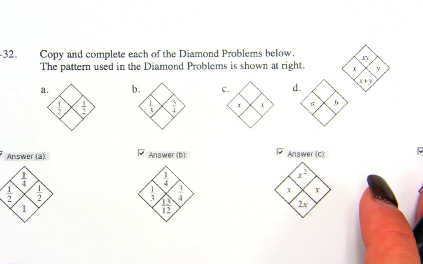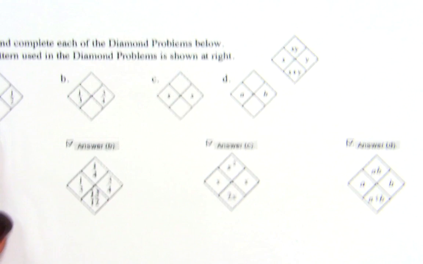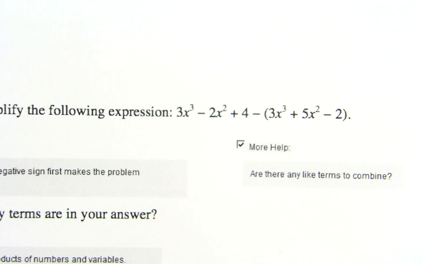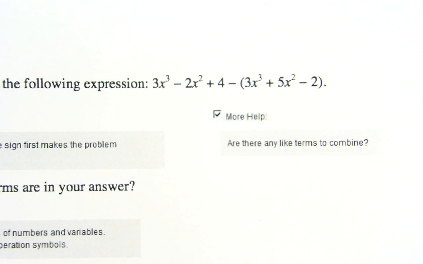All right, 32 should be pretty easy. I don't foresee any issues with this. There's answers up there for you. If you just want to look at the answers, go for it, but everybody should know how to do diamond problems by now. If you don't, please see me during tutoring after school, and we can talk about what you need to do. Okay, and then the last one, 33, should be pretty easy once you recognize something very specific.